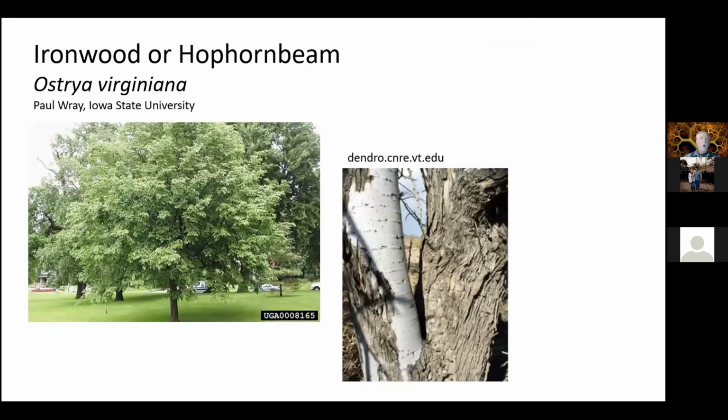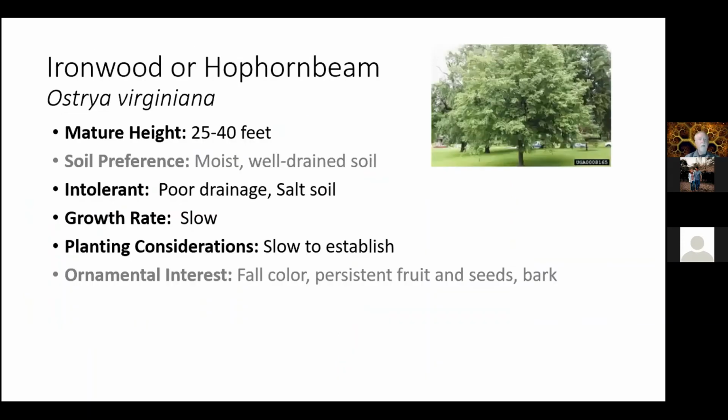The ironwood or hop hornbeam, it's a strange name. Interesting, smaller tree, white bark when it's younger and the smaller limbs that then morphs into this very coarse bark like some other trees do. Much smaller tree, 25 to 40 feet, intolerant of poor drainage and soil salt. Not only is it slow growing, but it is slow to establish. It really wants to get its roots established before it starts putting on more limb structure. So you'll have to be patient with it, but it is a tough little tree.